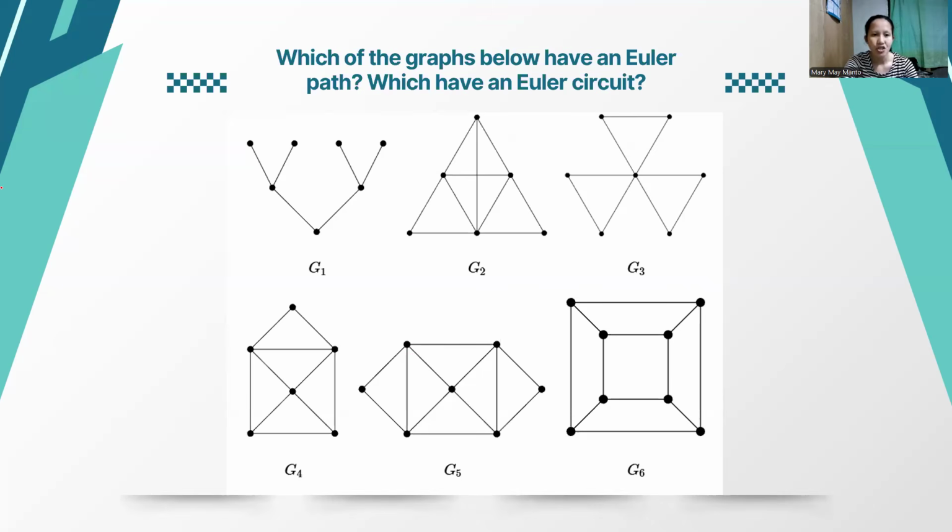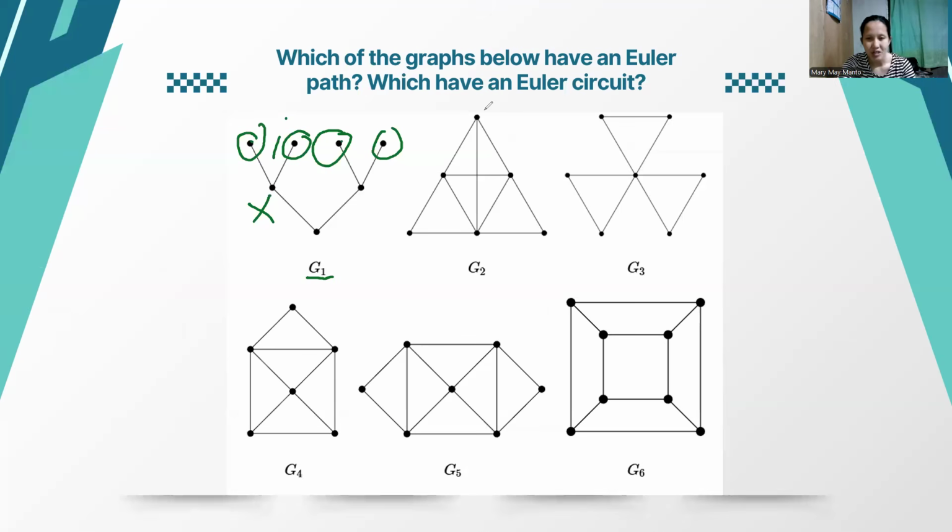By the way, G1 is disqualified already because, as you can see here, the first graph is not a connected graph. So there are vertices that are not connected. And obviously, its degree is 1. 1 is an odd number. It's more than 2 already. So it cannot have an Euler path, and of course an Euler circuit as well.